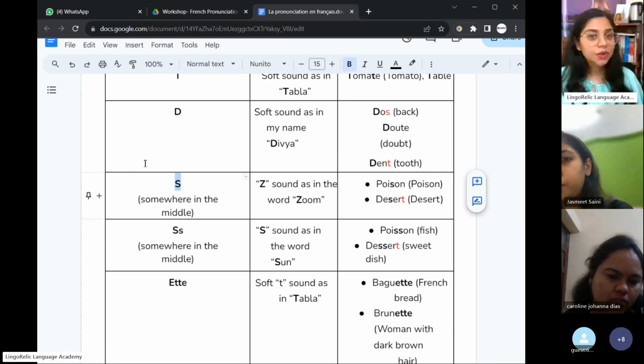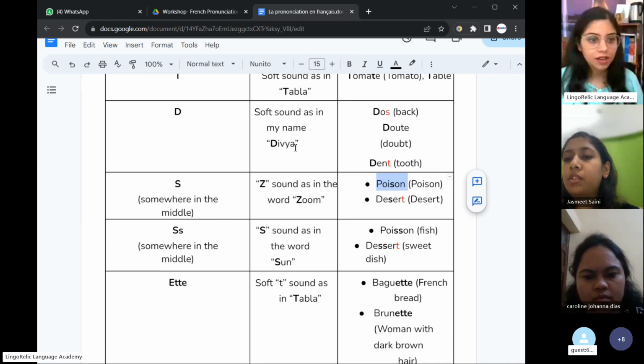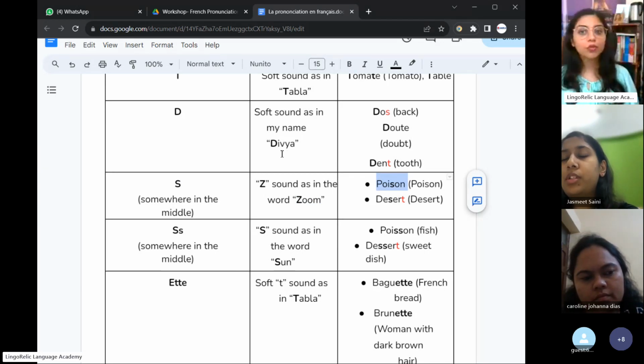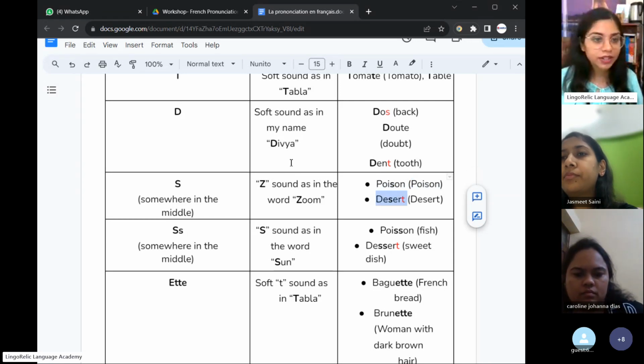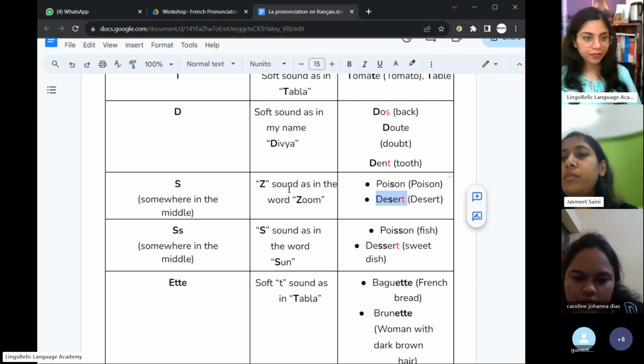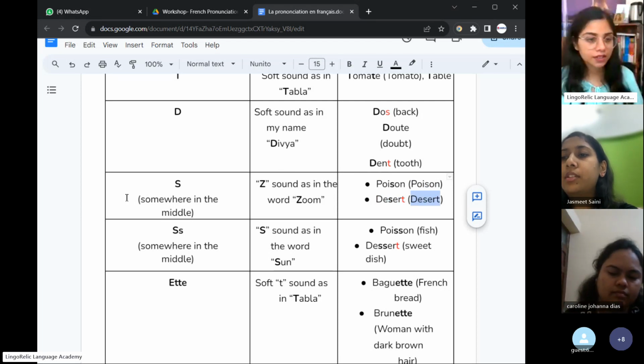S, when it comes somewhere in the middle, is pronounced as Z, for example in the word zoom. So how should this be pronounced? Anyone can try? Poison. Not poisson, it's poison. You're giving the Z sound. Next, désert. Désert is a desert. Okay.